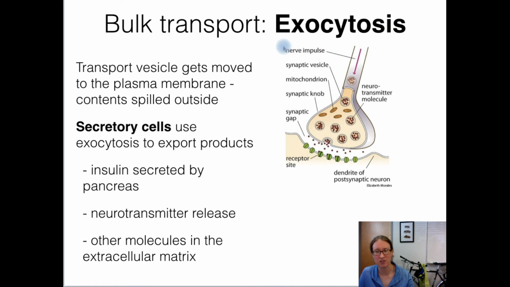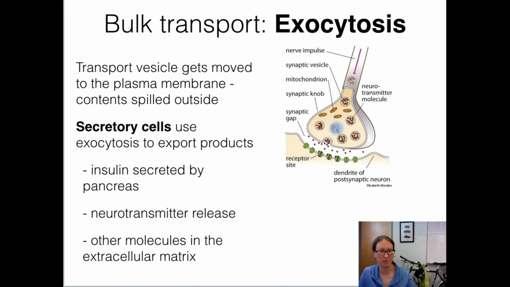So for exocytosis, which is the process by which a cell releases substances into the external environment. And so this is the type of process that's used by cells called secretory cells, so cells that secrete or release things to export products to the environment outside of a cell. So this includes things like the insulin that gets released by the pancreas into the bloodstream, or the release of some neurotransmitters by neurons. So that's pictured in the cartoon here.